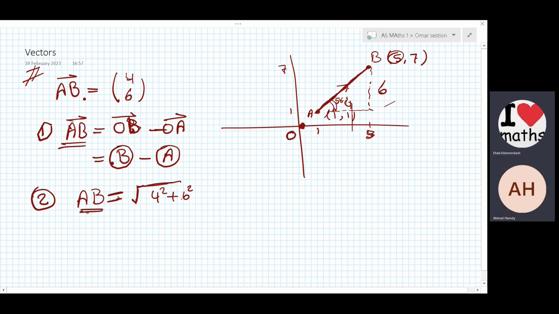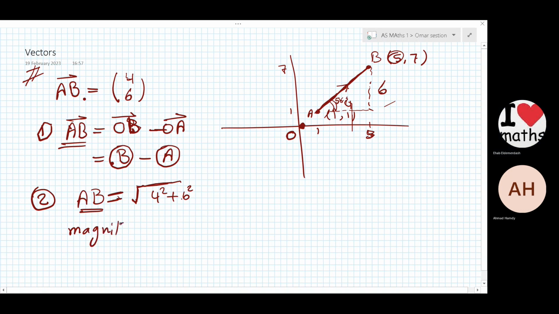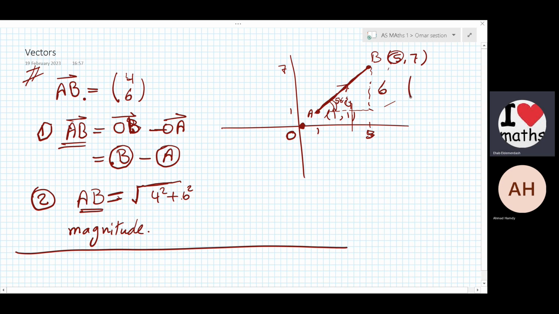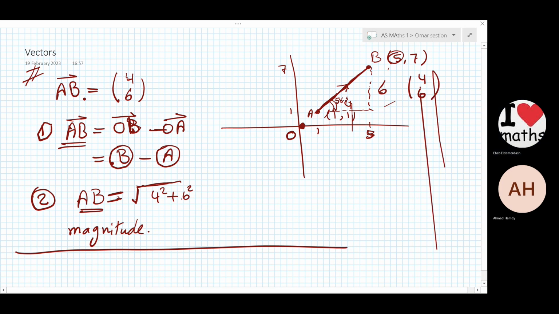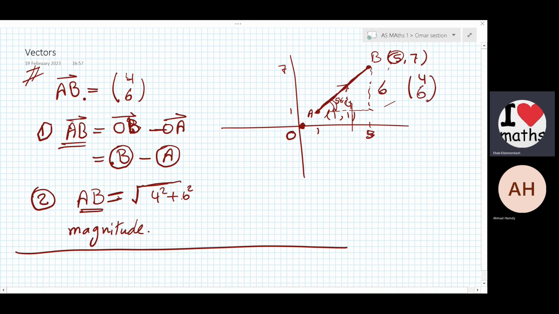Okay, if I'm asking you about the length, which we call the magnitude or the modulus of the vector, you can find the magnitude of any vector from the first projection. Here our vector was 4 and 6, and everything we calculated here to identify the length was based on Pythagoras. Do we have any problem with that?